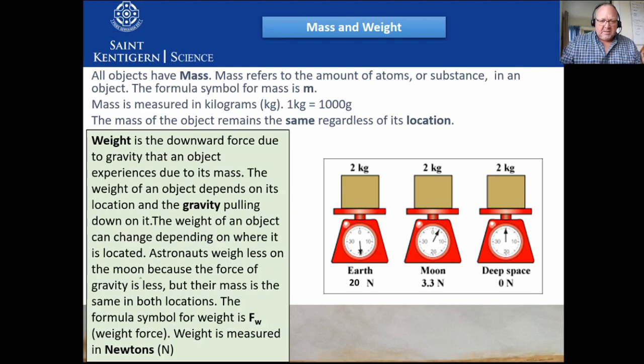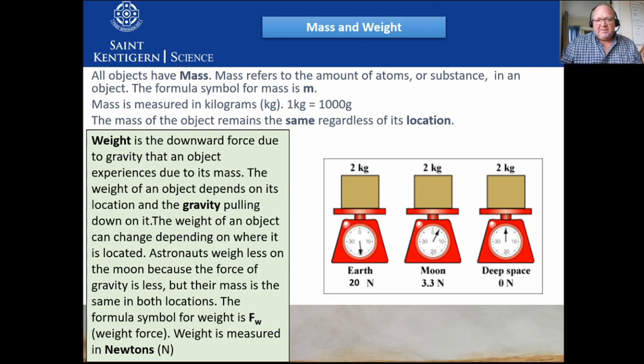Astronauts weigh less on the moon because the gravity is less, but their mass is the same in both locations. The symbol for weight force is little w, and it's measured in newtons. The reason astronauts in space have their muscles deteriorate big time is that they don't experience the same gravity, so their muscles are not working as hard.